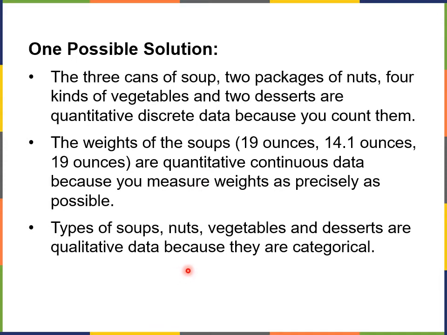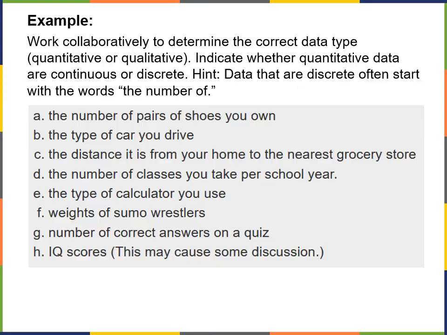Now, just the types of things you bought, say soup, nuts, vegetables, desserts, that would be considered qualitative data, in that those are just different categories of food. So that kind of breaks down all those different types of data that we just talked about.